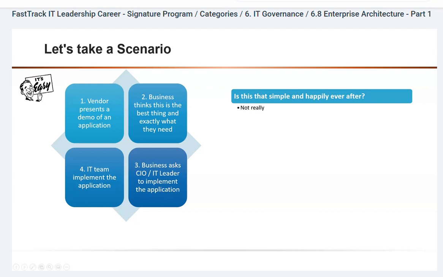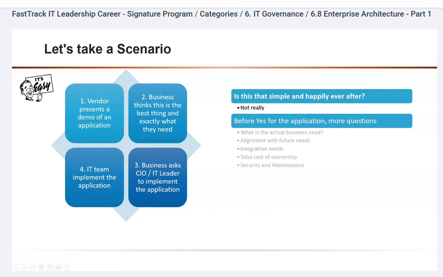Not really. If IT is doing the right thing, then they should ask, it may span into two paths. One is IT may say yes for the application, but let's ask for more questions. So IT should ask more questions, whoever is in a responsible position, saying, what is the actual business need? And is that the business need current and the future needs? Because sometimes business may look at the current needs and they may not think about what may be needed in the future. And not only that, how does this application work with other applications?